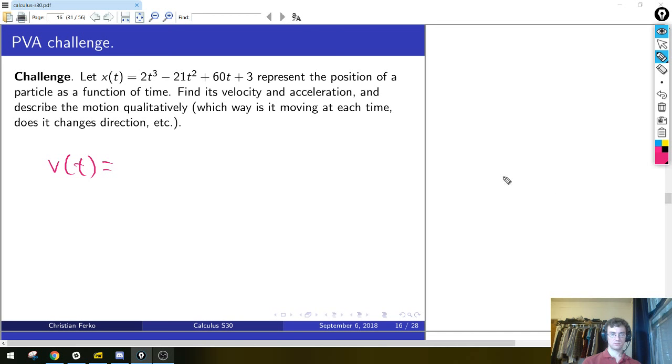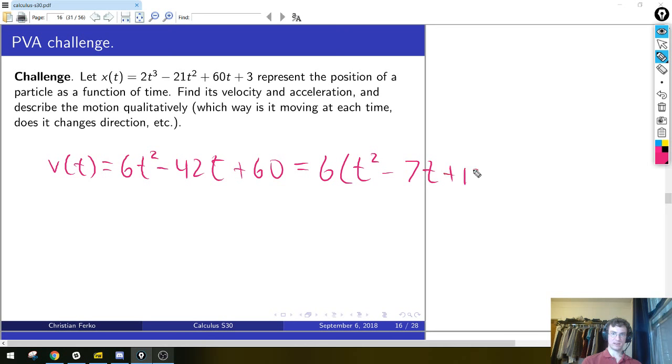So we're going to have 6t squared minus 42t plus 60. Plus 0, I keep saying plus. And now you see why these numbers have been cooked up, because if I pull out a 6, that 42 gives us a 7, plus 10, and this factors nicely because product 10 and sum minus 7 looks like minus 5 and minus 2 work.